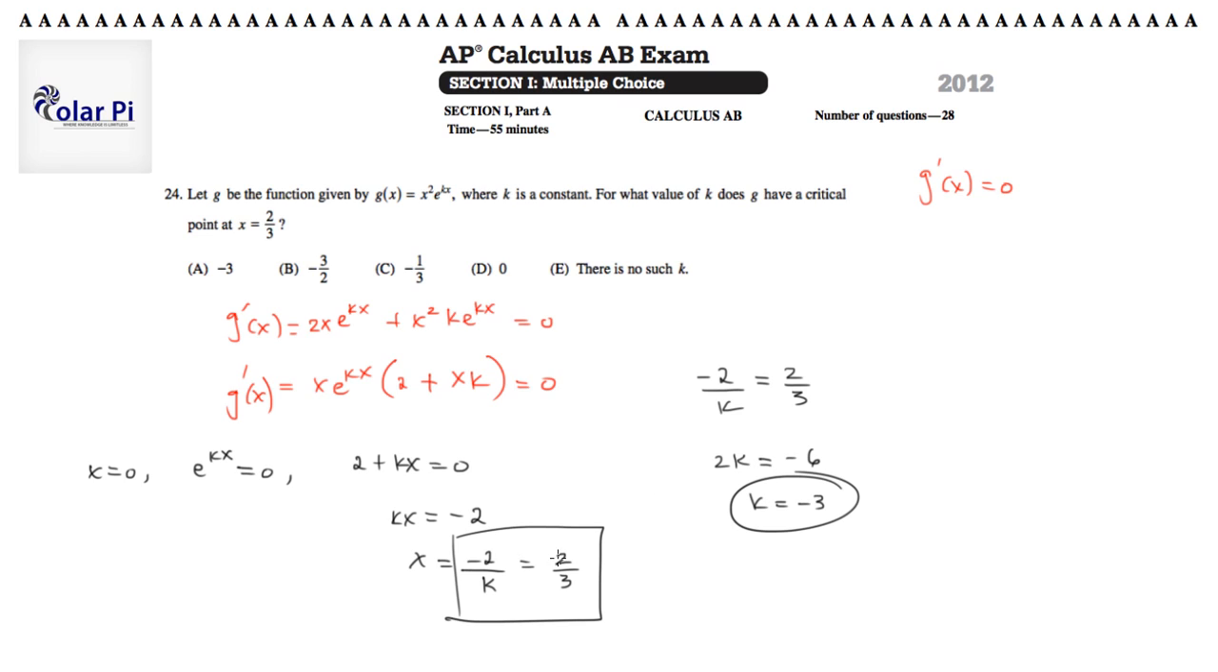For that value of k, we could have seen that very easily once we got to here, right? Clearly I need k to be -3 in order for me to get 2/3. I didn't need to solve, but hopefully me solving helped some of you. And so the answer is k equals -3, answer choice A.